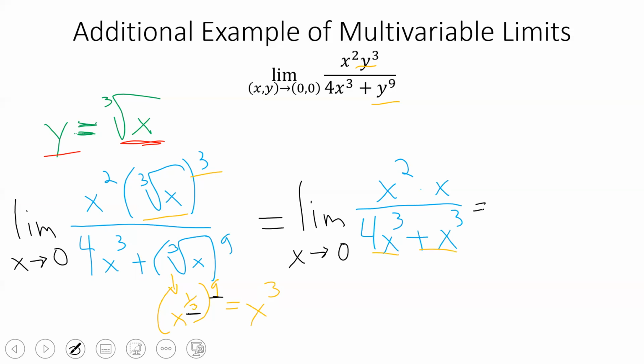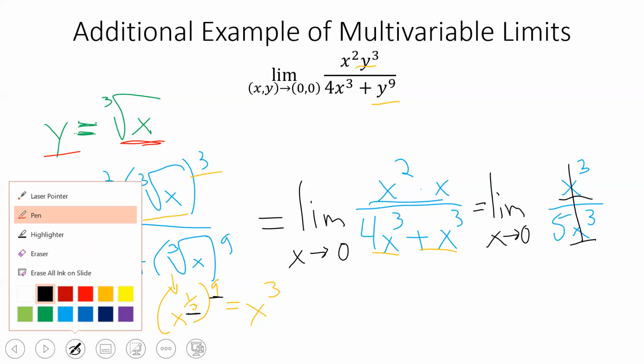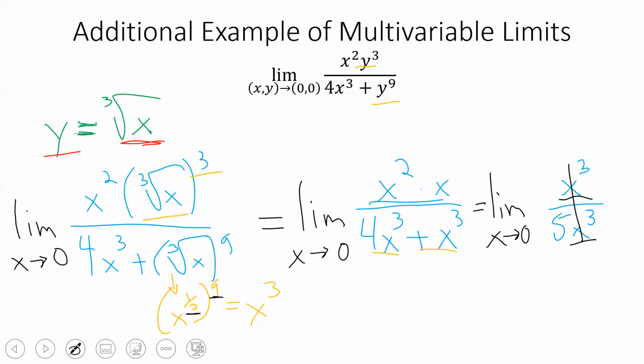So let's rewrite the limit one more time. So the limit as x goes to 0 of, simplifying some more, we'll have x squared times x in the numerator becomes x cubed. 4x cubed plus x cubed in the denominator becomes 5x cubed. And now we've got something we can simplify, because we have the x cubed in the numerator, x cubed in the denominator. We can cancel those out. And so then this will become the limit as x goes to 0, and our function now will just be 1/5. So we're taking the limit of a constant. And in that case, we get 1/5.